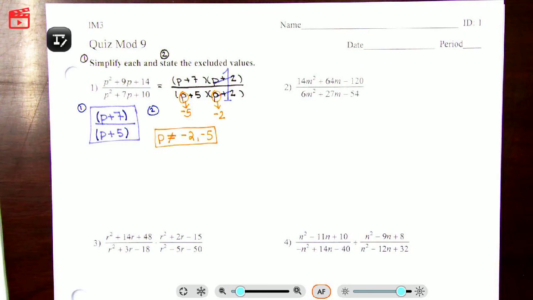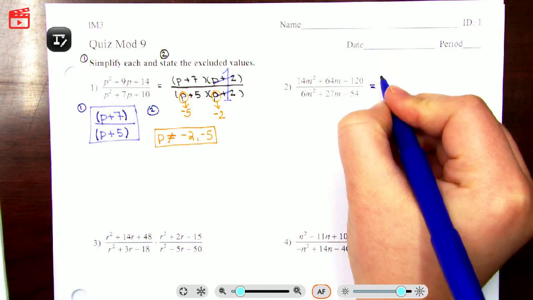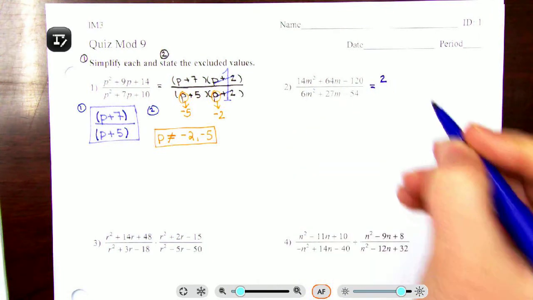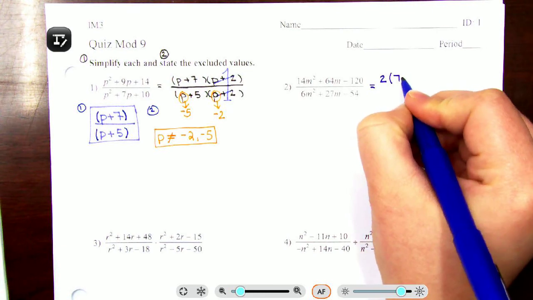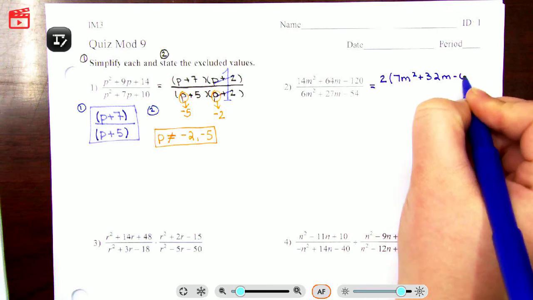Now number 2 gave a lot of people some headache, a lot. Step number 1 for number 2 is GCF. Factor out your GCF. What do you have in common? All terms here you can pull out a 2, leaving you with 7m squared plus 32m minus 60.